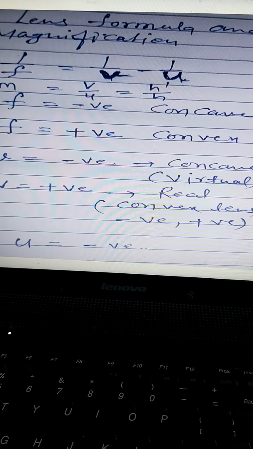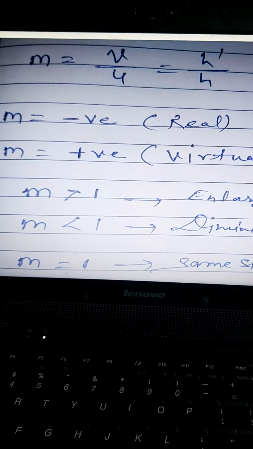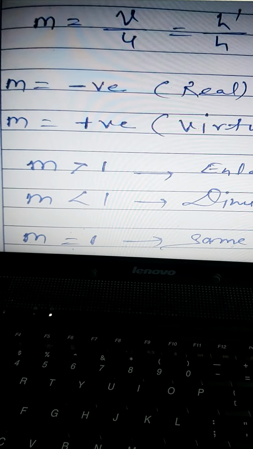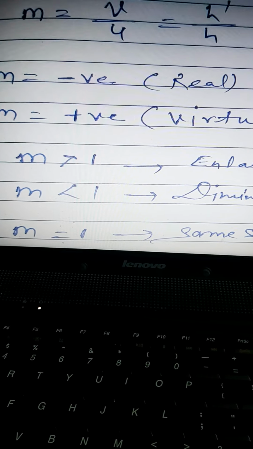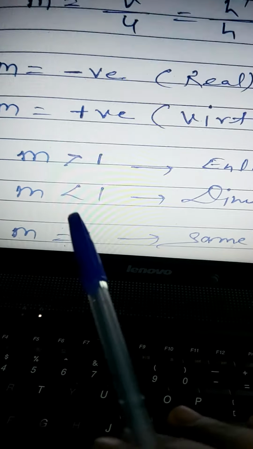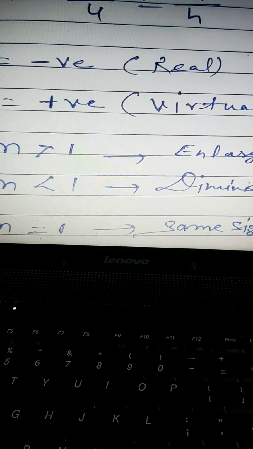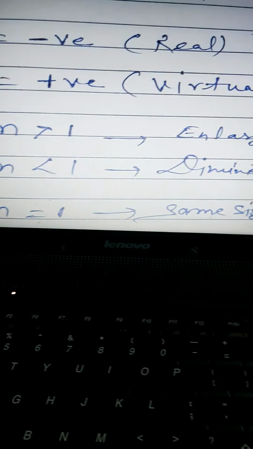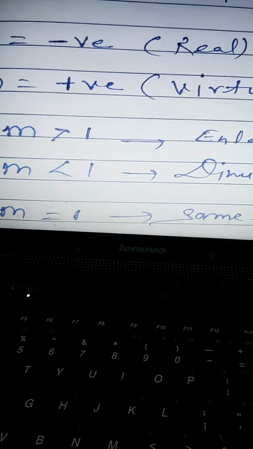Now move on to the magnification. That is, m is equal to v by u is equal to h dash by h. So when we talk about the magnification m, if it is negative, it's going to be a real image. If m is positive, then it's a virtual image. So focus on that. If m is negative, real; if m is positive, virtual.